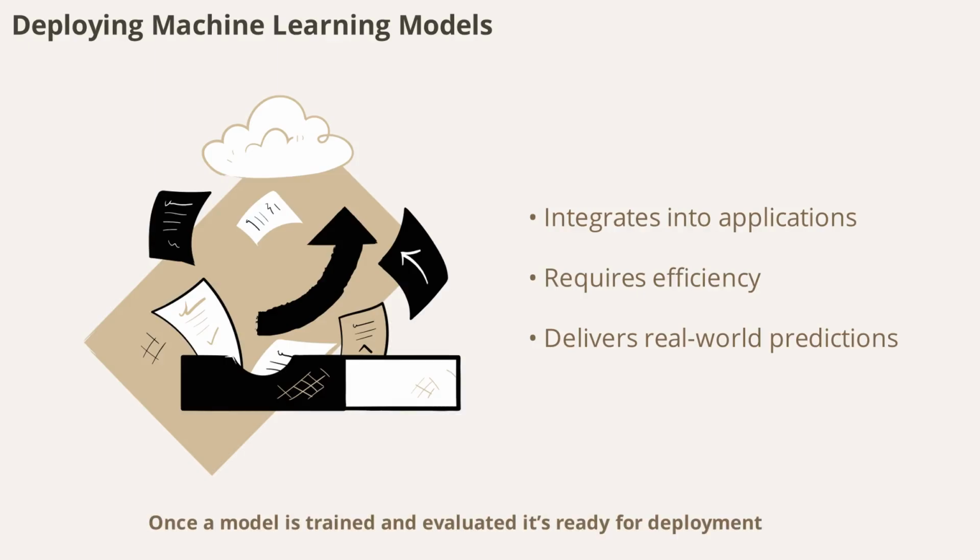Once a model is trained and evaluated, it's ready for deployment. This means integrating the model into real-world applications such as mobile apps, websites, or business systems. Deployment requires careful planning to ensure the model runs efficiently and delivers accurate predictions in production environments.